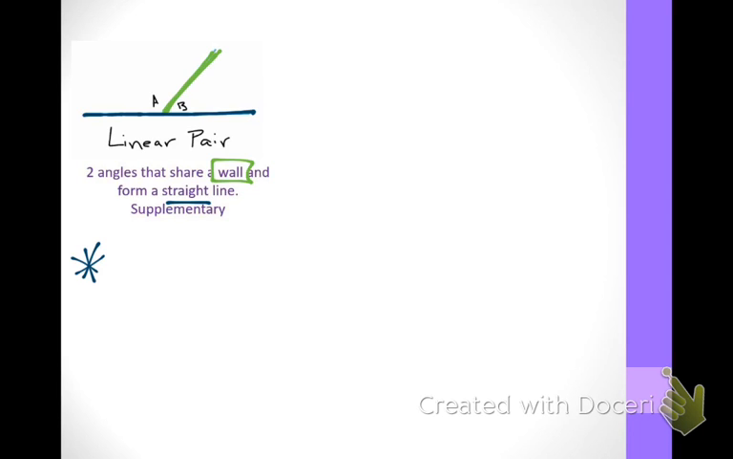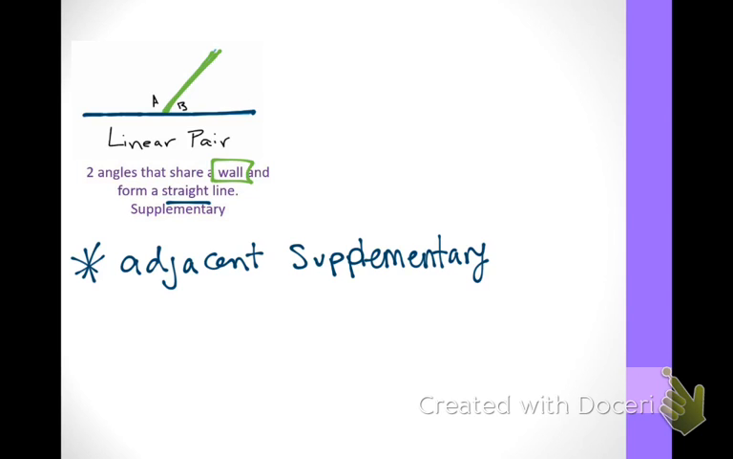Later, I also want you to write this down and highlight this, because you're going to have a classwork and some of you are going to struggle with this. It's going to say, name two adjacent supplementary angles. Adjacent supplementary angles. So, guess what? This is another way to name the word linear pair. Because what does adjacent mean? They share a wall. Check. That's in the sentence we just drew.